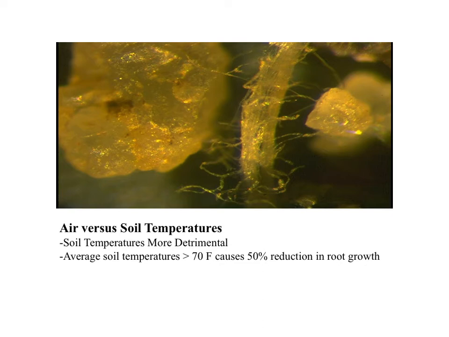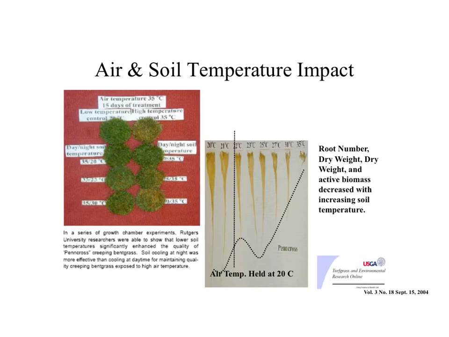When average daily soil temperatures exceed 70 degrees Fahrenheit, 50% or more of the root system of cool season turfgrasses can be lost. In a controlled study at Rutgers University, the researchers exposed creeping bentgrass plants to increasing soil temperatures while holding the air temperature constant at 68 degrees Fahrenheit. Above 21 degrees centigrade or 70 degrees Fahrenheit, they observed a decline in root mass, length, and activity, which continued to decline with increasing soil temperatures.